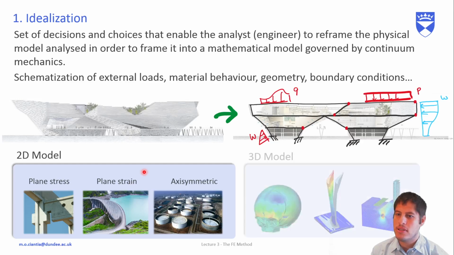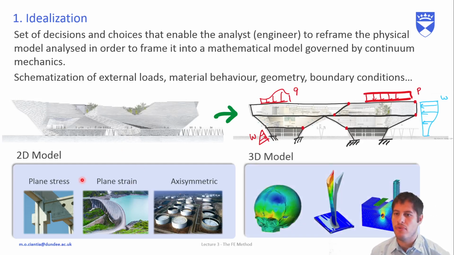If this is not possible, then of course we have to move to a 3D model, where we have to discretize and idealize load, etc. for the whole geometry. These are computationally more expensive, they take longer, but sometimes we just need to do 3D models when there are no symmetries or we don't fall in one of these three conditions.